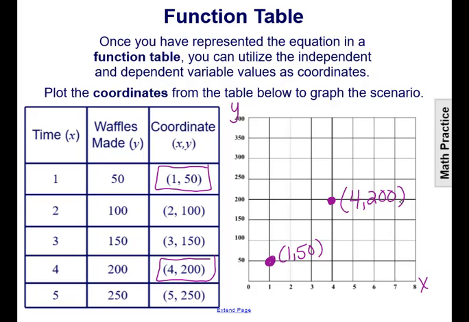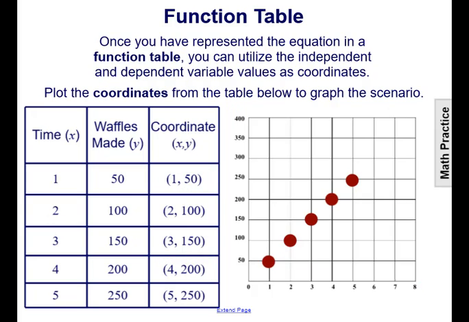So you would continue that for all 5 ordered pairs. Then you would have this graph. So this graph is representing the table and also the equation y equals 50x for those specific x values in the table. It's representing the scenario about the waffle making machine and the amount of hours and how many waffles it can make. You can look at it graphically. You can see the relationship with more of a visual than the table or an equation.